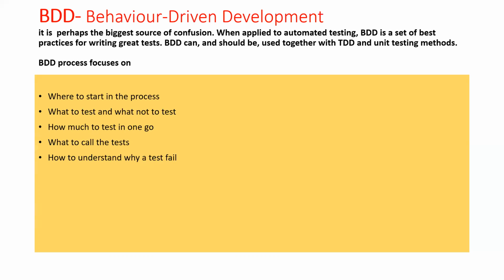Or you can say it's a combination of test-driven development and unit testing methods, called behavioral-driven development. So the BDD process focuses on where to start in the process. That means in the code, if you have a huge number of lines of code in a function, you have to specify where you have to start. Then what to test and what not to test. You have to specify these also, like what needs to be tested and what not to be tested, and how much to test in one go, and what to call the test, and how to understand why a test fails. So these are the areas BDD focuses on.